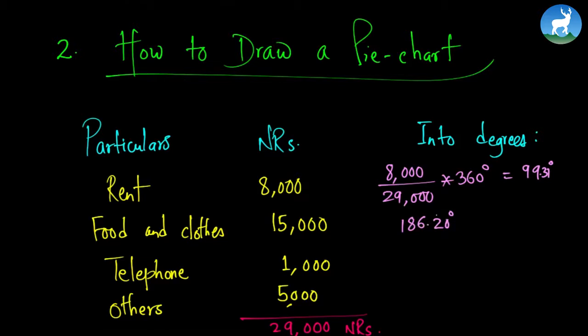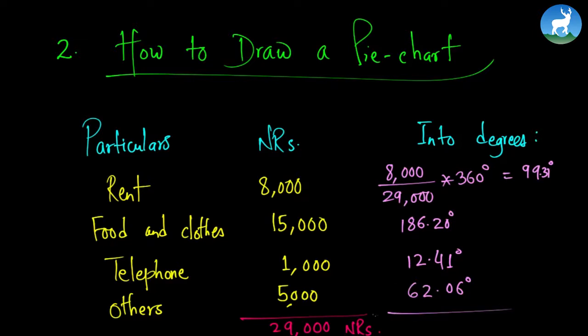Let's convert 1,000 into degrees. 1,000 should be divided by 29,000 and the result should be multiplied by 360, which results in 12.41 degrees. Use your calculator. You'll need your calculator. This is not a mental problem. So 5,000 should be divided by 29,000 and the result of which should be multiplied by 360 degrees, and it turns out to be 62.06 degrees.